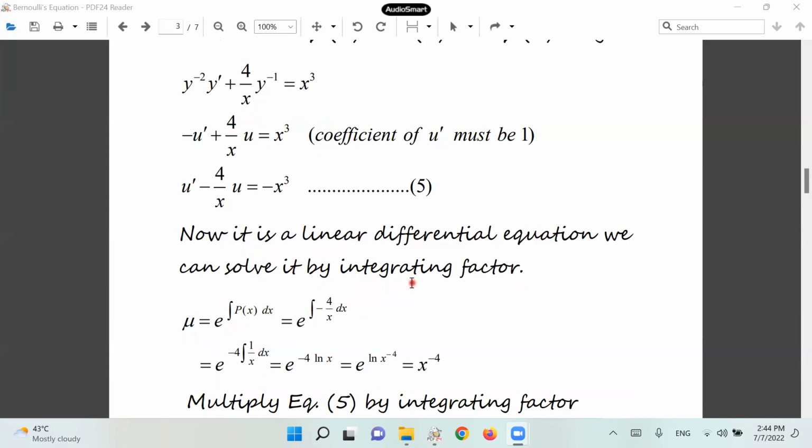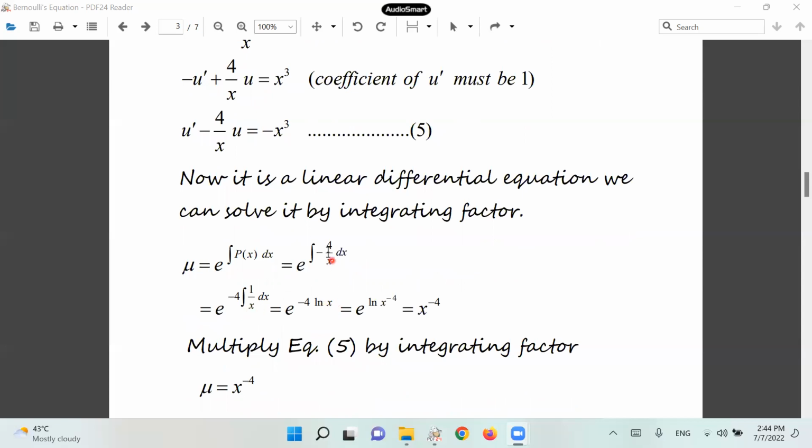So for the integrating factor, the rule is that we are going to have mu, that is the integrating factor. It is always equal to e power integration of p of x dx. P of x is this, as we have discussed in the earlier slide: minus 4 over x. If here is minus, we have to take it in the integrating factor. So it is minus 4 over x, integration of this with respect to x.